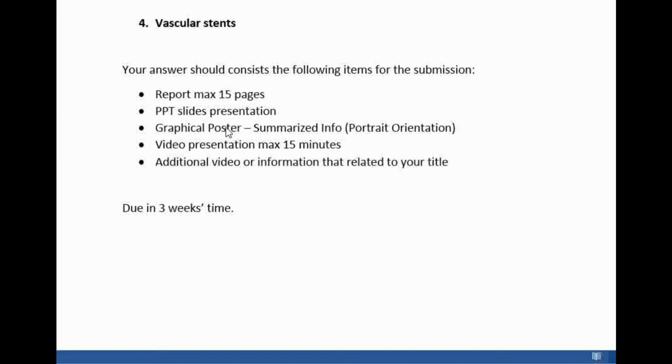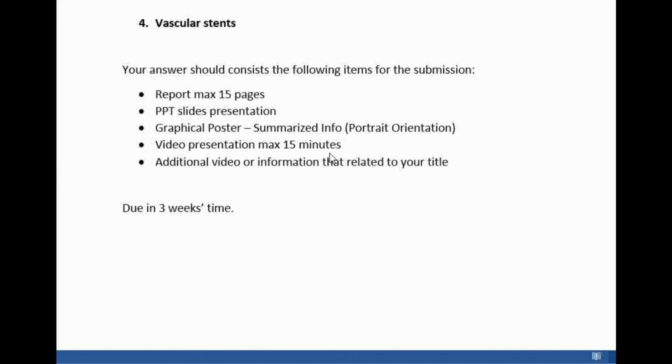Number 3 is a graphical poster. So this is like a poster presentation. So if you do a poster, what will be the summarized information? So do not make it in landscape form. So no landscape, portrait orientation. Okay, portrait orientation. So this one is to show your idea in the graphical arrangement, your creativity. So we will see how detailed your information is. At the same time, it should not be boring to read the poster.